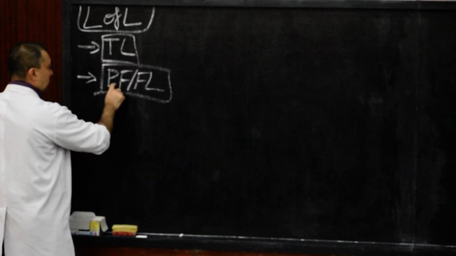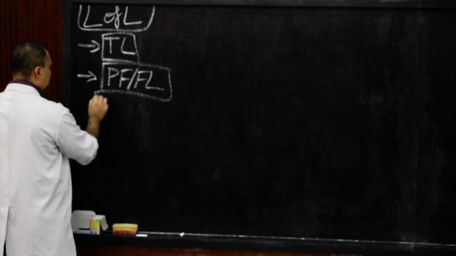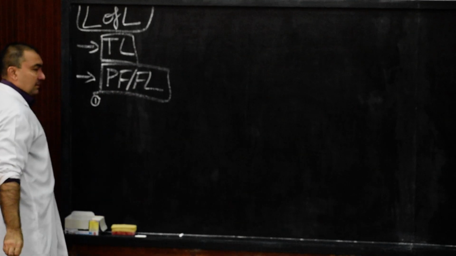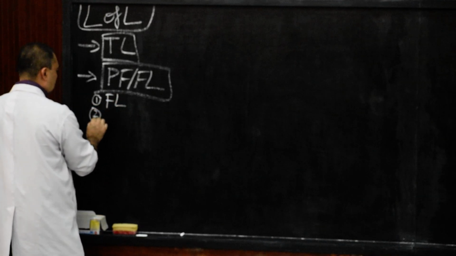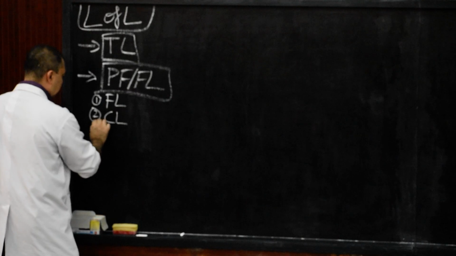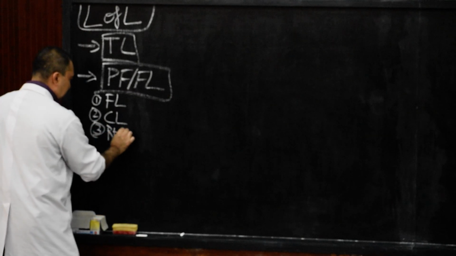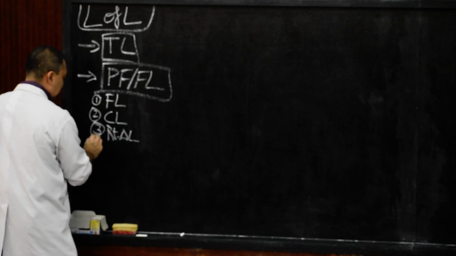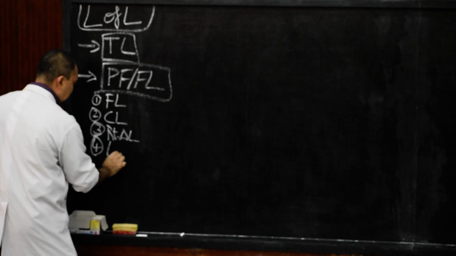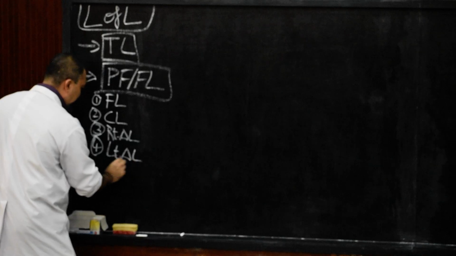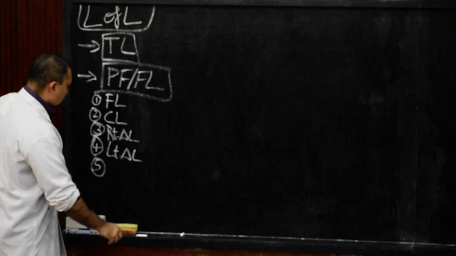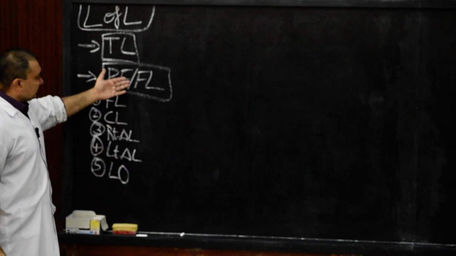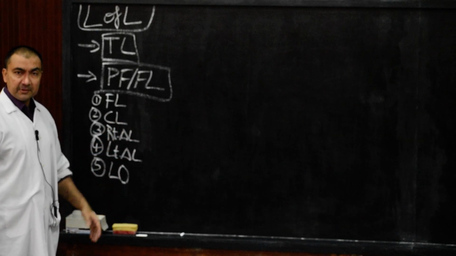The false ligaments or peritoneal folds will be here, number 1, falciform ligament, keep on writing, number 2, coronary ligament, number 3, the right triangular ligament, number 4, the left triangular ligament, and number 5, we come across to lesser omentum. So these 5 ligaments are false ligaments, or they are called peritoneal folds.